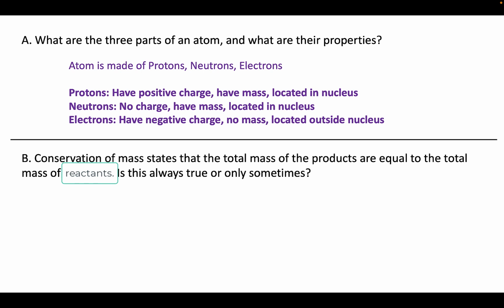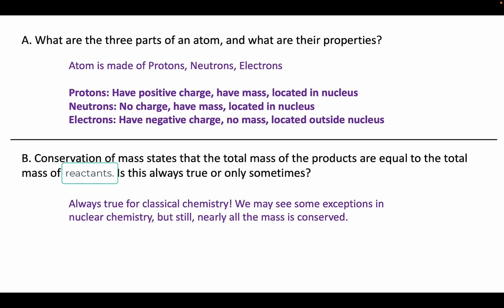Okay, part B says conservation of mass states that the total mass of the products is always equal to the total mass of the reactants. And we want to know, is this always true or only sometimes true? In this case, we want to recognize that this is pretty much always true. For classical chemistry, this is conservation of mass: the mass of the reactants equals the mass of the products. We do see some exceptions in nuclear chemistry, which we're not talking about right now, like nuclear fusion and nuclear fission. Mass is not 100% conserved, but it's nearly all conserved. For most experiments, this is going to be absolutely true. Unless we're breaking down the nuclei, we're not going to have any loss of mass. Conservation of mass will hold true.